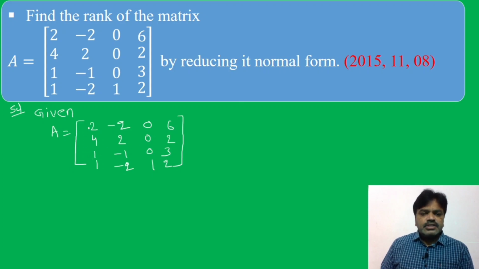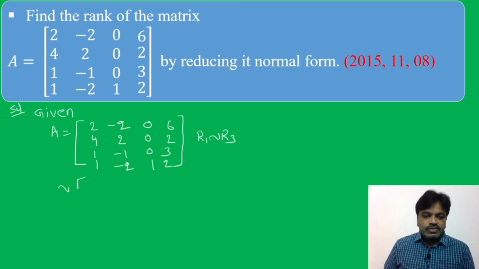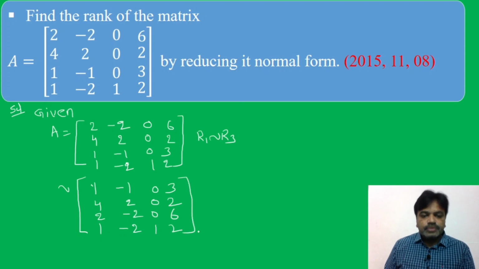So I want to interchange R1 and R3. The first row operation is R1 interchange R3. This is equivalent to: first row 1 minus 1 0 3, second row 4 2 0 2, third row 2 minus 2 0 6, fourth row 1 minus 2 1 2.